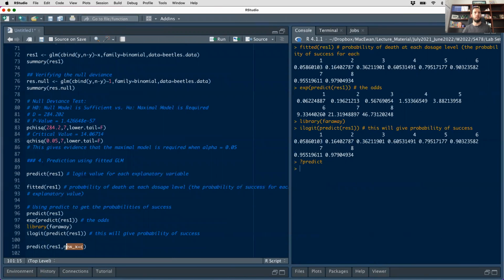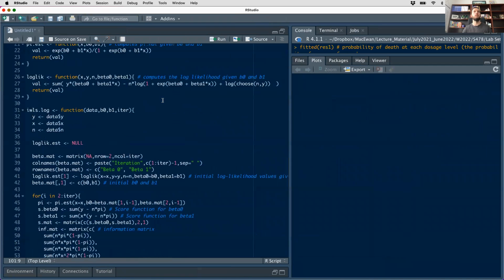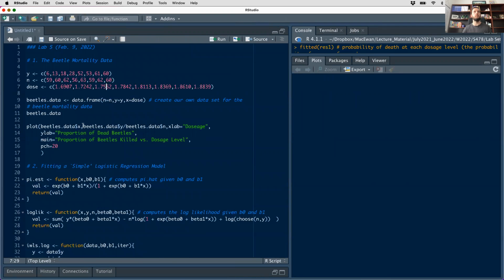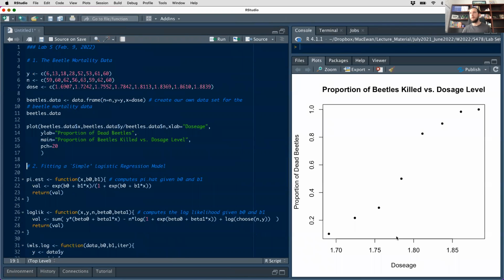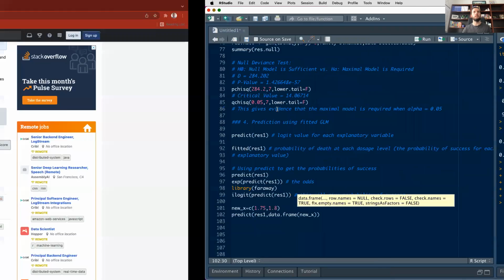Okay, got it. So suppose that we wanted to do some custom values. So maybe we wanted to try, for example, let's try 1.77, I don't know, 1.75 and 1.8, try and keep it simple here. So we could do 1.75, 1.8, data.frame new underscore x.